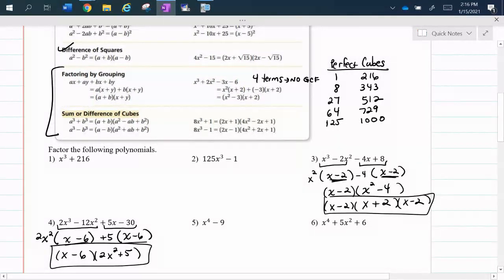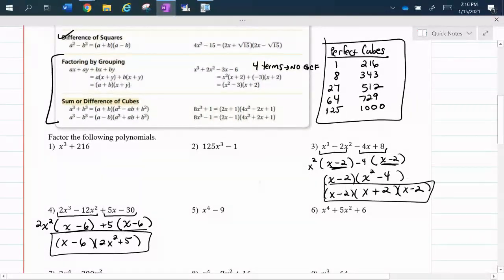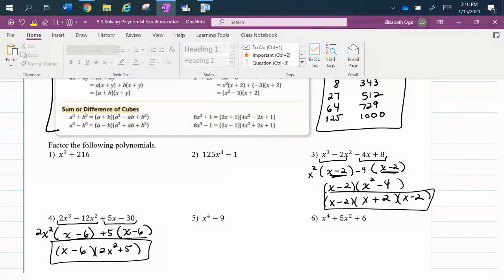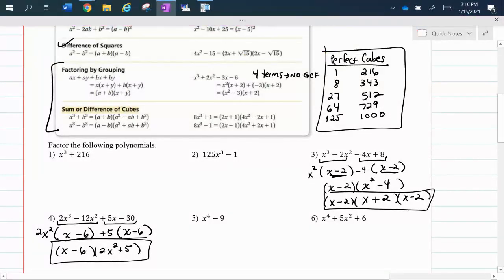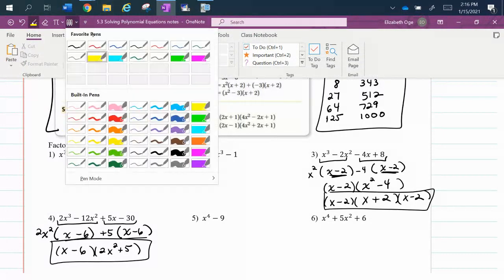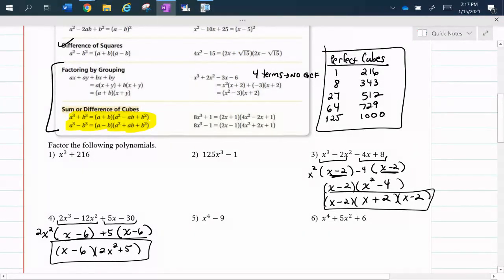Don't worry if you don't know these because you're going to have a calculator. 10 cubed is 1,000. So these are our perfect cubes that we need to be able to recognize. And when we factor the sum and difference of cubes, we're going to use these 2 little formulas here. When it's the sum, it's going to be a plus b and then a squared minus ab plus b squared. So it's always going to be a binomial times a trinomial. So when it's a cubed plus b cubed, it's going to be a plus b, a squared minus ab plus b squared.